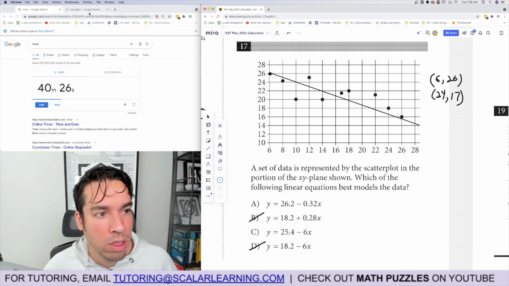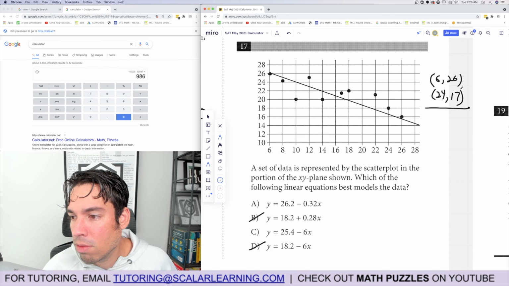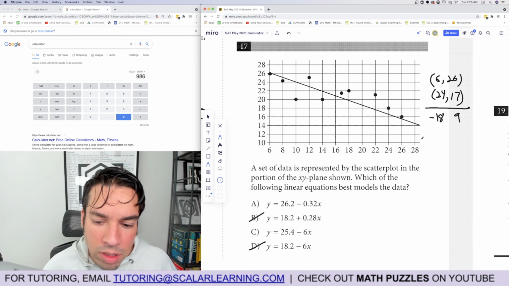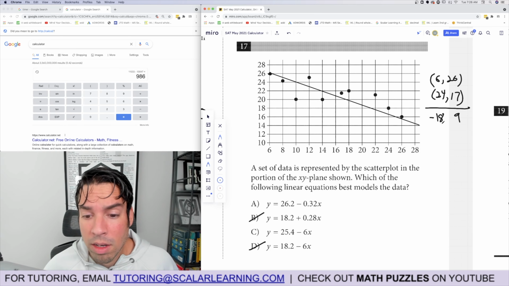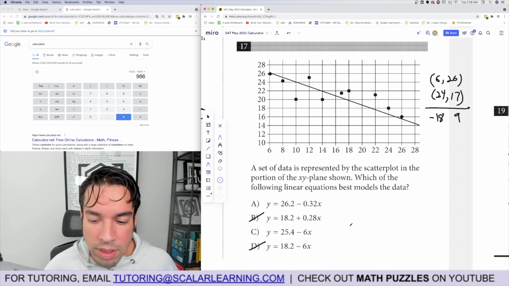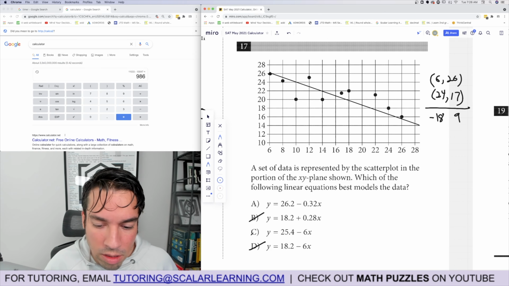Okay, so now let's calculate the slope. So we're going to take the difference of the y's, which is 9, over the difference of those, which is negative 18. Oh, it's negative 1/2. Wait. Well, hey, it's 2. It goes up by 2. Yeah, this slope is nonsense. This one doesn't make sense, so I was wrong. It's going to be A.